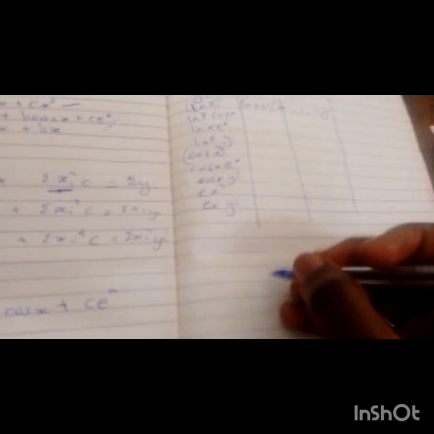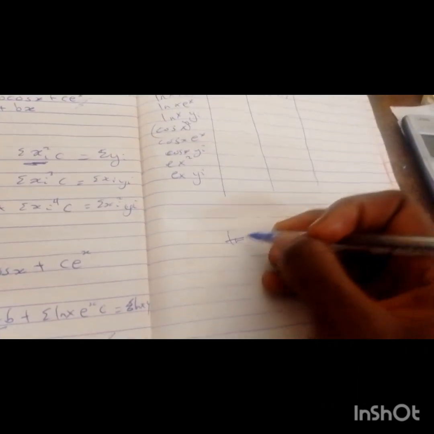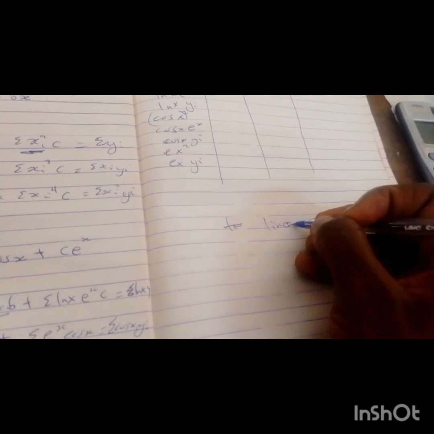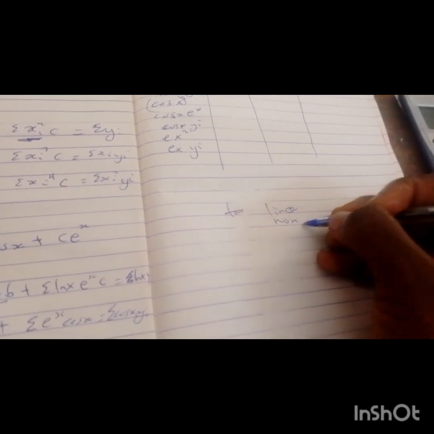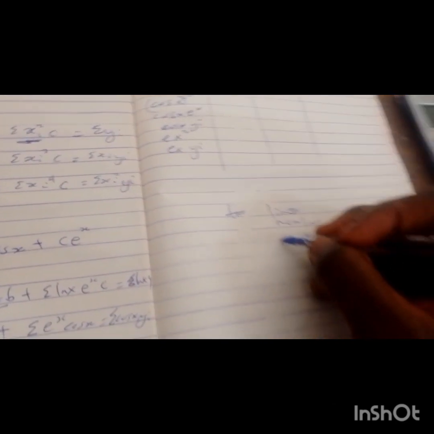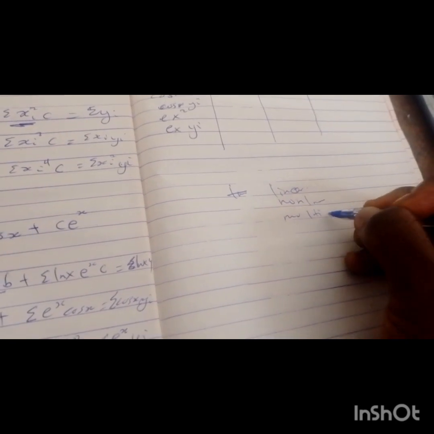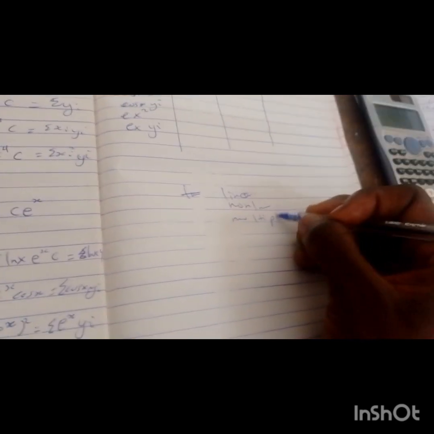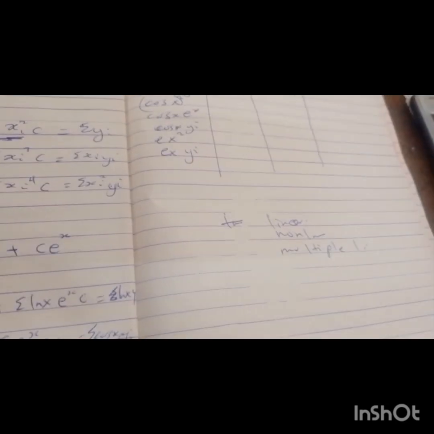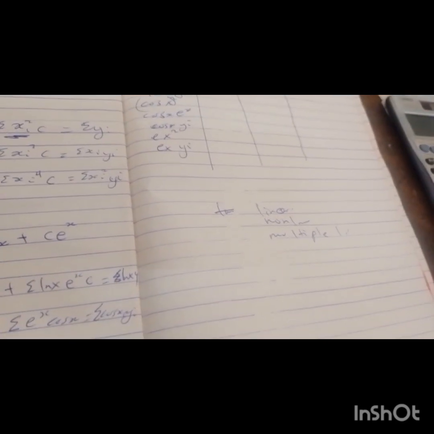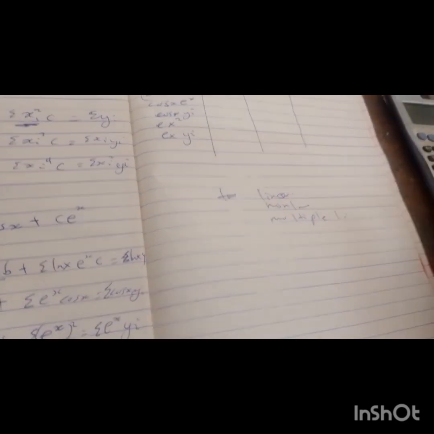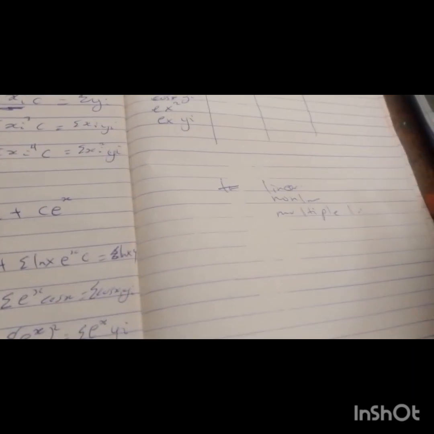So that's simply everything about curve fitting. We've discussed linear curve fitting, we've discussed non-linear, and then multilinear, or multiple linear. So these are the three methods for least square regression.